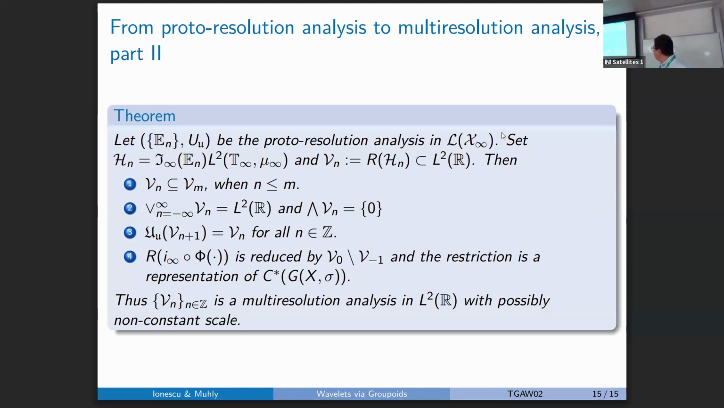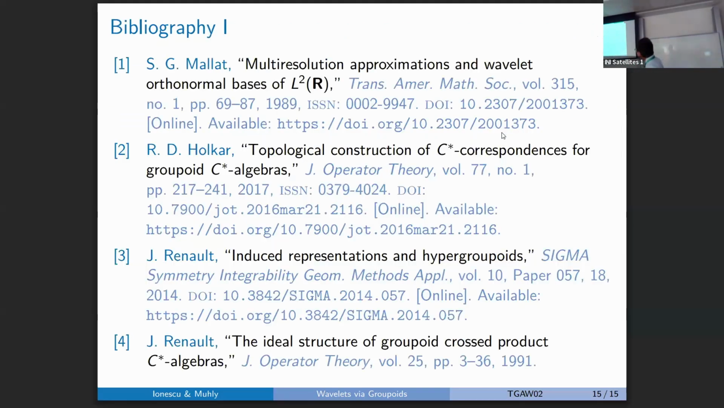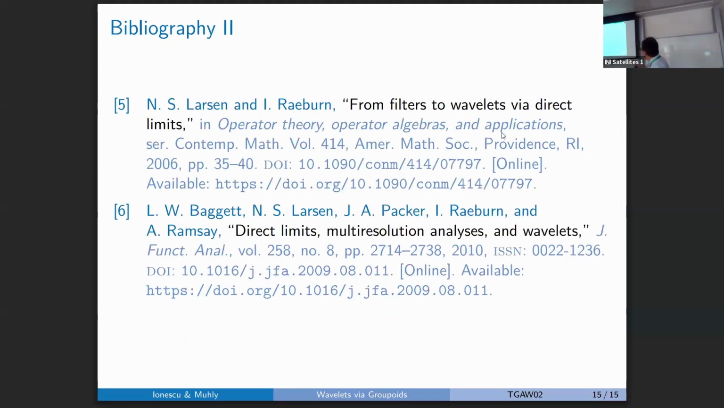And again, the scaling doesn't have to be 2 or n scaling. It can be what we call a non-constant scale. Thank you so much, and I apologize for going over, and here is a bit of bibliography again, in particular some of the papers by Nadia and Rieffel and other works that we use. Thank you so much.